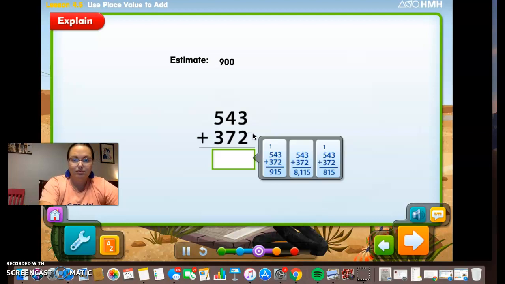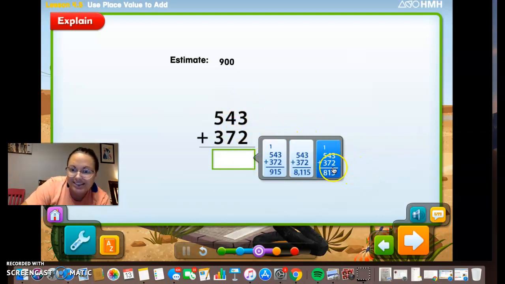Which vertical addition shows the correct sum? Ooh, I like how they use the words vertical addition. That is what we're doing here. We're adding it from the top to the bottom. That's what vertical means. So they've given us 3 options here. Instead of looking at them and checking them, I would like us to do it ourselves.